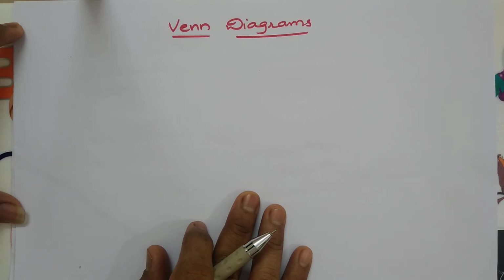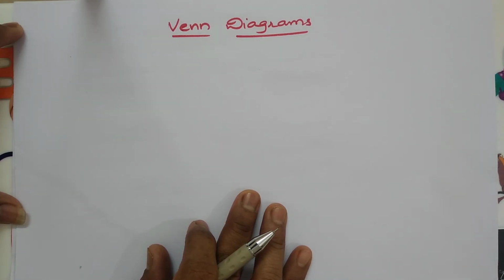The relationship between two sets can be represented by means of diagrams, which are known as Venn diagrams. Okay. So first of all, we'll discuss the universal set. You are already aware of the definition of a universal set.